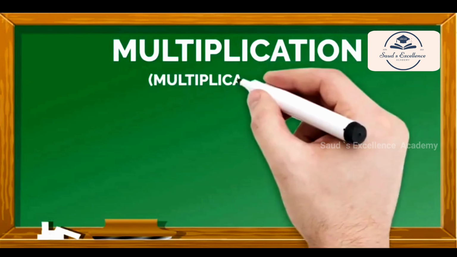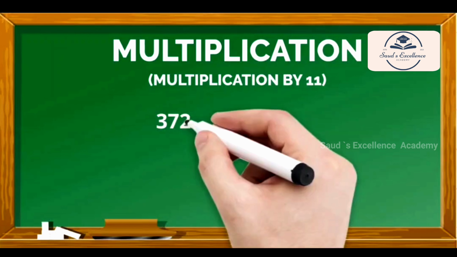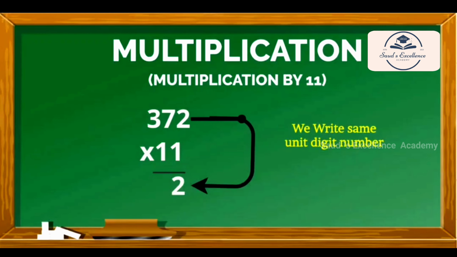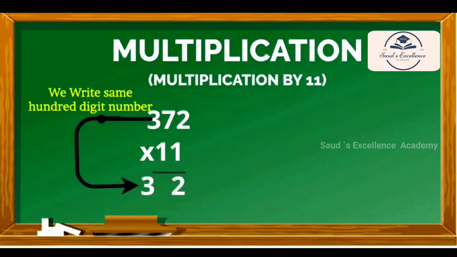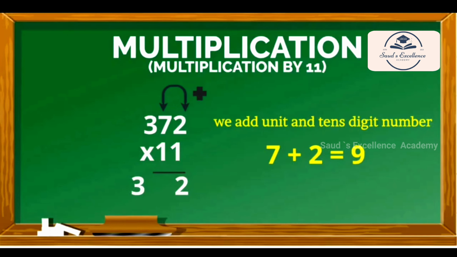Now, we start again with new example, like 372. Multiply 11. We write same unit digit number 2. We write same hundred digit number 3. We add unit and tens digit number 7 plus 2. We write 9.